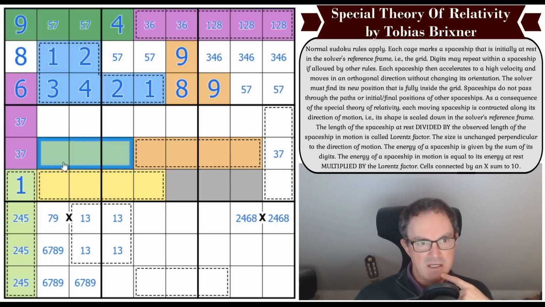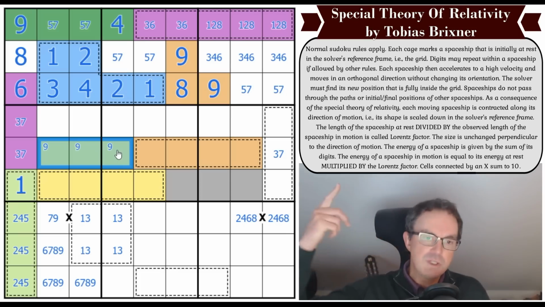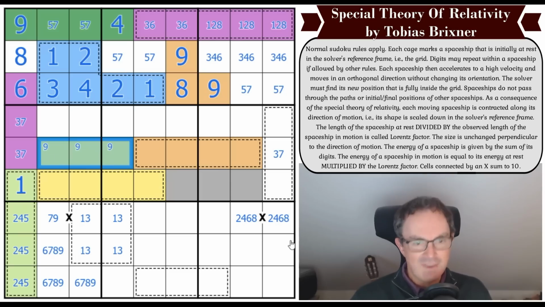So it must have a 9 in it. It doesn't actually look useful. But it's got a 9 in it, and then 2 other digits that add up to 11, which are not 3, 8, or 4, 7, or 2, 9. So they are 5, 6. So this cage is known. This is 5, 6, 9.